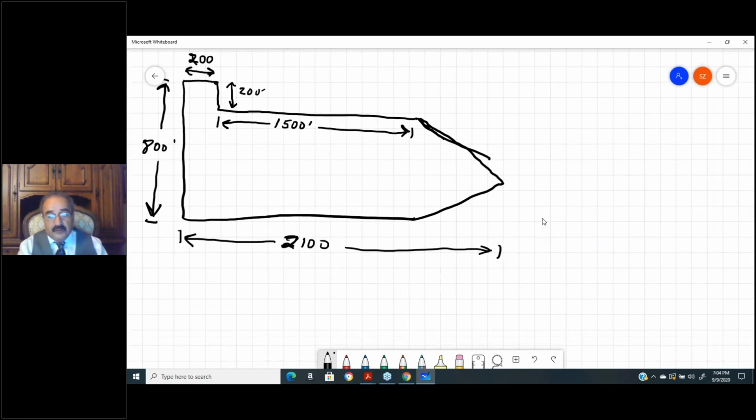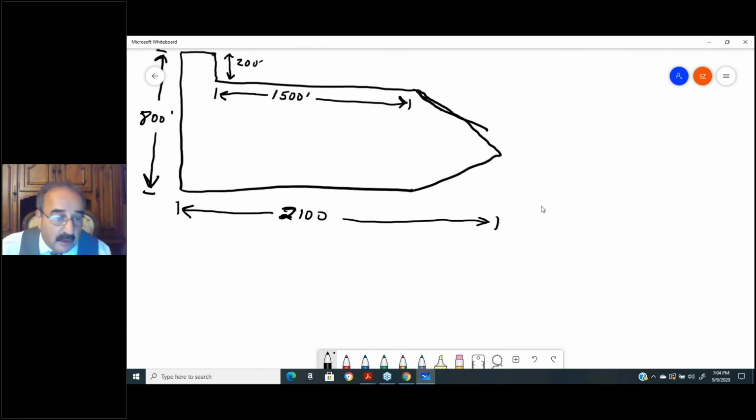Now, there are two things you need to know. The formula for a square or rectangle: length times width equals the area. The other formula you need to know is the formula for a triangle: half the base times the height equals the area.